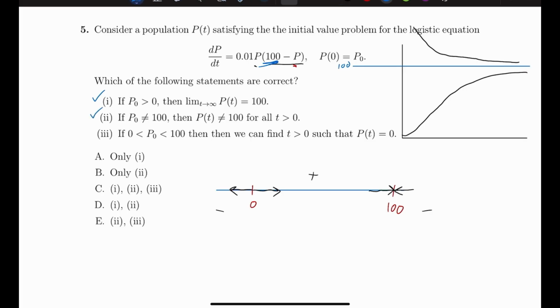And then number 3 is saying that if p0 is between 0 and 100, for a time greater than 0, we can find p of t equals 0. This is not true because we can see here that this is also never going to actually reach 0, at least with t greater than 0. It may approach it asymptotically further back, but we again never reach it, just like we never reach 100 up here, so that statement is going to be false. We cannot find a t. So 1 and 2 are true, 3 is false. That gets us answer choice D.